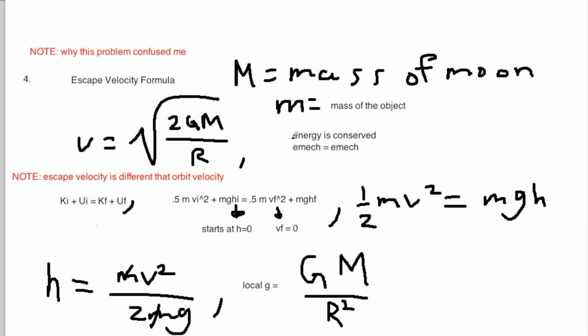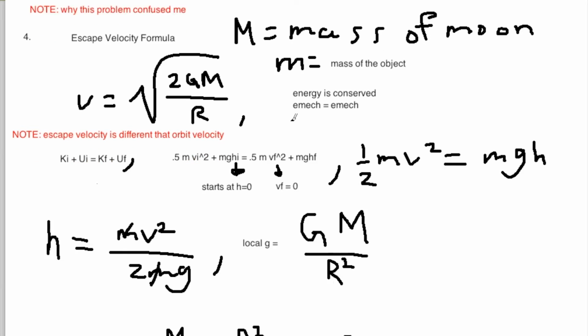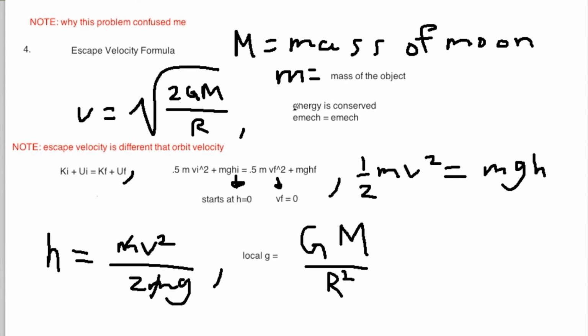Okay, so escape velocity. Let's first start with the escape velocity formula. And I'm defining the capital M as the mass of the moon, lowercase m as the mass of the object. Okay? And then we have to use the energy conservation formula. I think there's probably another way, but this one is the easiest. So mechanical energy is conserved. You have this equation right here. Initial kinetic energy plus initial gravitational potential energy is equal to final kinetic energy plus final gravitational energy.